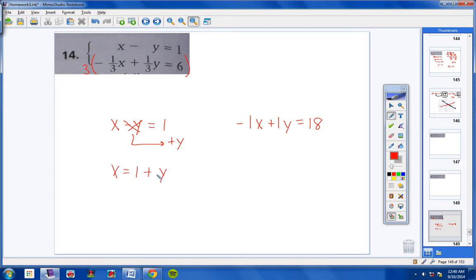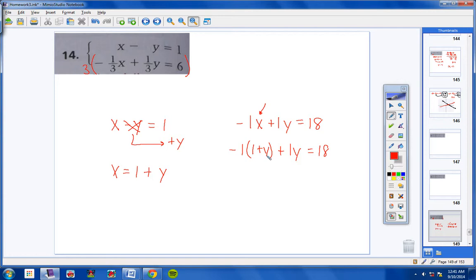So if x equals 1 plus y, then I come over here to where the x is, and I'm going to substitute 1 plus y. So I bring down my negative 1, then I put a parentheses, and I put 1 plus y. Then bring down your positive 1y, and bring down your 18. And now we're ready to solve for y.